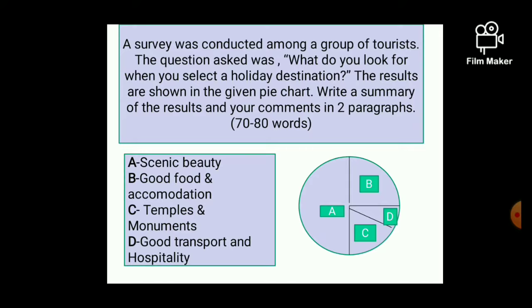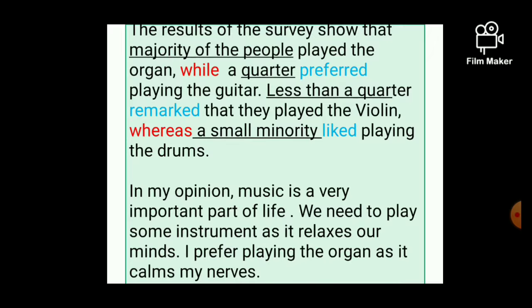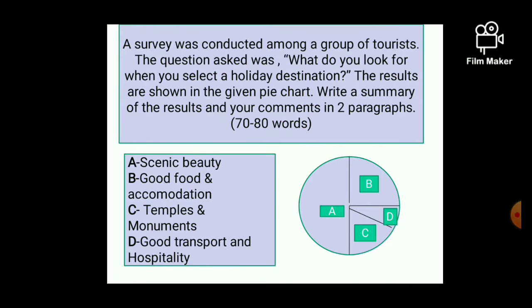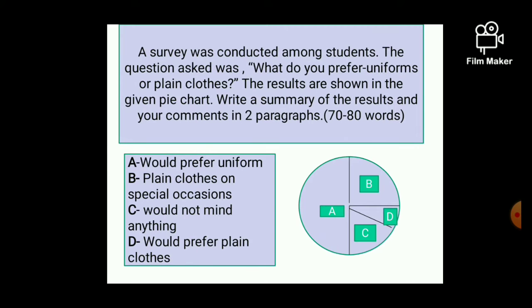So you will write about tourism in your second paragraph, or you will choose one from here. Just as I chose one from the lot over here, I chose the organ, you are going to be choosing one from scenic beauty, good food, temples, and write about it in your second paragraph. This is another one for you to do. A survey was conducted among students. The question asked was, what do you prefer, uniforms or plain clothes? The results are shown in the pie chart. Write a summary and see that you keep the word limit, because the word limit is very, very important.